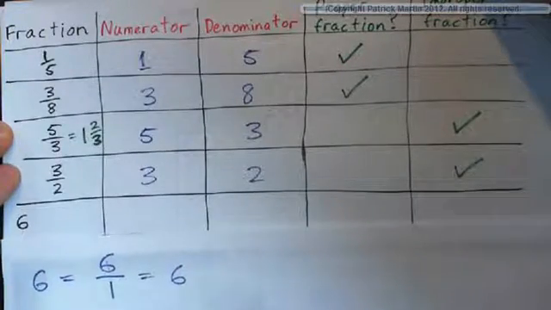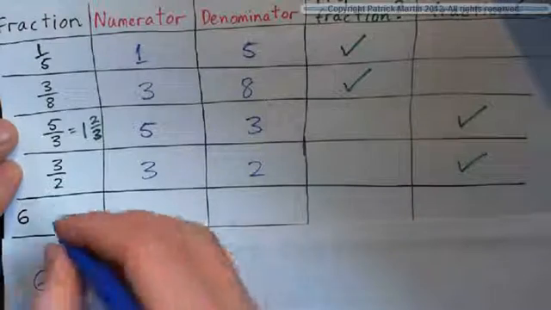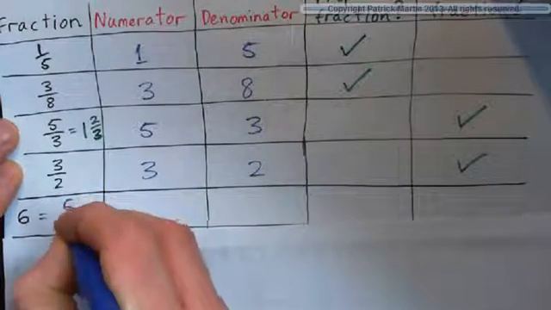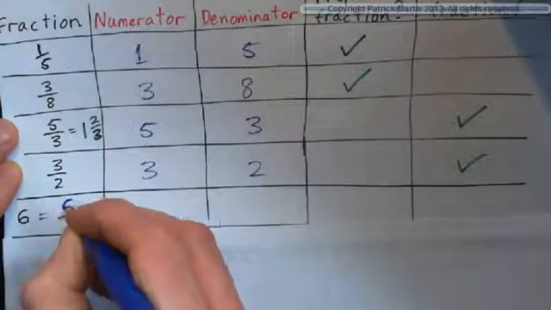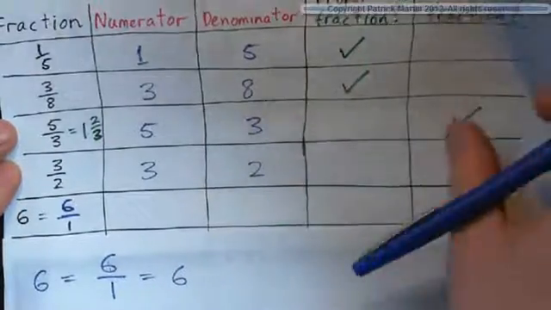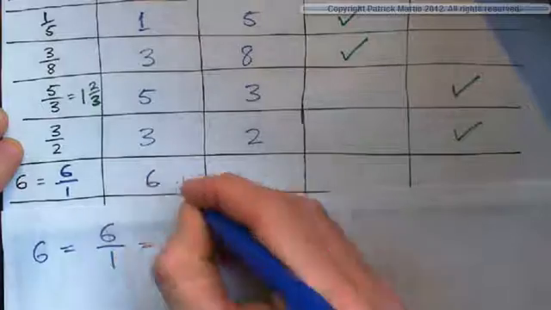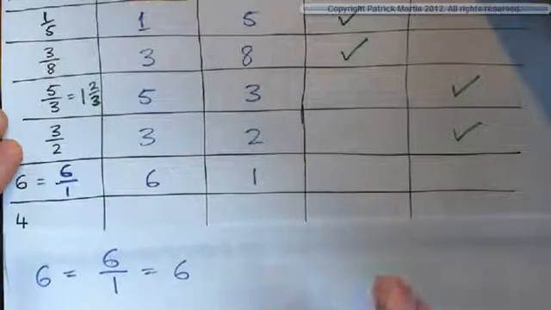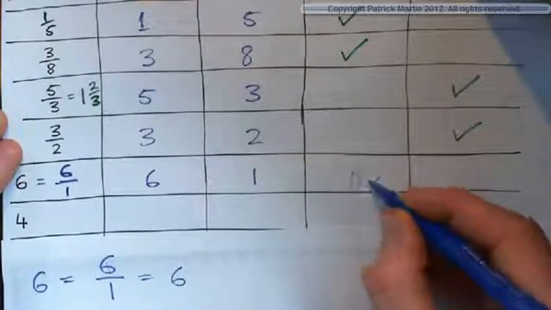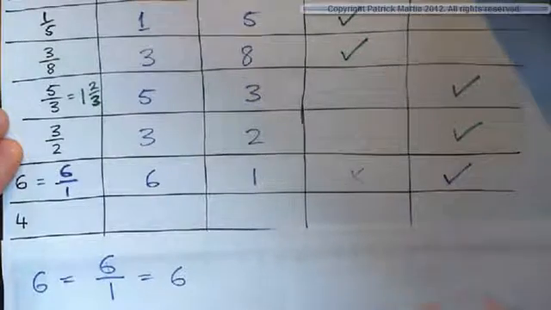So in any case, 6 can be written 6/1, and now you can give numerator and denominator and go ahead with that. Okay? So the numerator would be 6, denominator 1. Is it proper? No. Is it improper? Yes, it's an improper fraction, right?